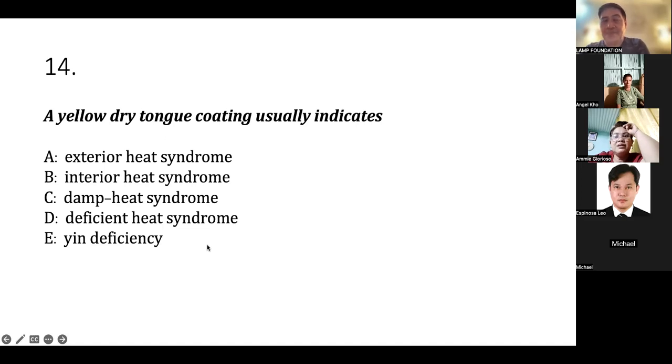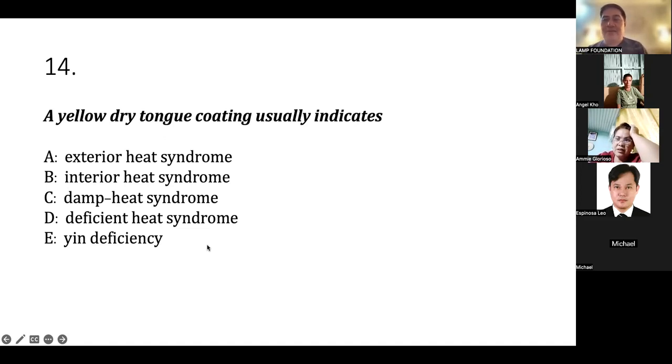Deficient heat syndrome. Anong itsura ng tongue body? Anong kulay ng tongue body niya sa deficient heat syndrome? Doon muna tayo sa yin deficiency. Ano ba ibig sabihin ng deficient heat syndrome?